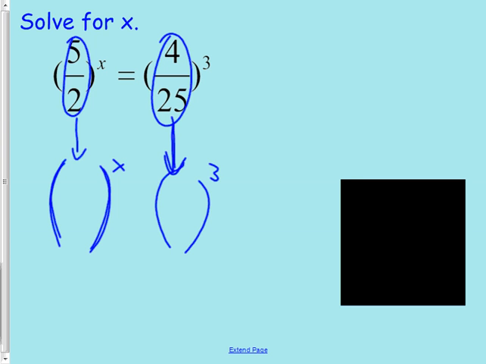Okay. See if you can find the combo that works so that the bases will be the same. I'll give you a hint. Your base on this is not a 2. It's not a 5. It's not a single number. It's a fraction base. You found it. Good job.